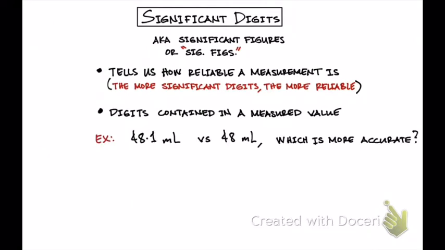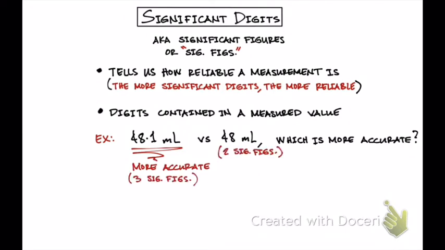So for example, if you were to measure the volume of some liquid, and one measurement tells you it's 48.1 milliliters, and the other measurement tells you it's 48 milliliters, which one do you think is more accurate? Well, you have to count the number of significant digits. And so the first one here would be considered more accurate because it contains 3 significant digits or significant figures, whereas the second one only contains 2.